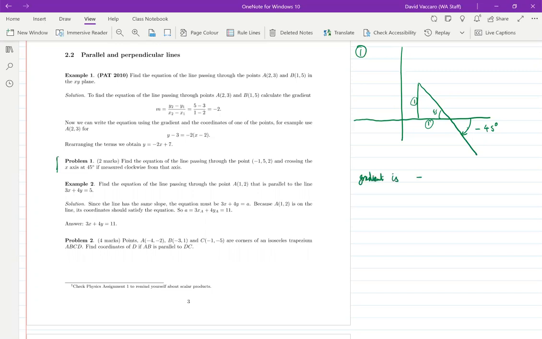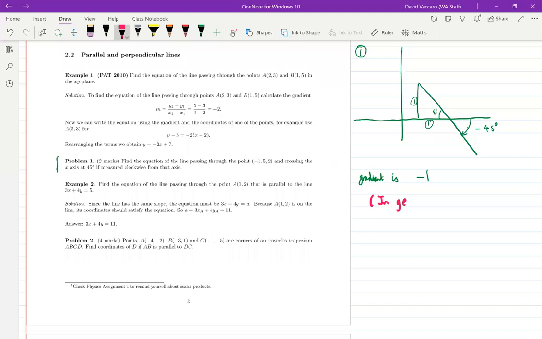Just as an aside, it's worth noting that in general, the gradient of a line is the tangent of the angle that that line makes with the axis. So the gradient is negative 1, so y equals negative x plus c. I'm going to make the executive decision that it passes through negative 1, 5. So when y is 5, x is negative 1. So we get 5 equals 1 plus c, so c is equal to 4. So the equation is y equals 4 subtract x.